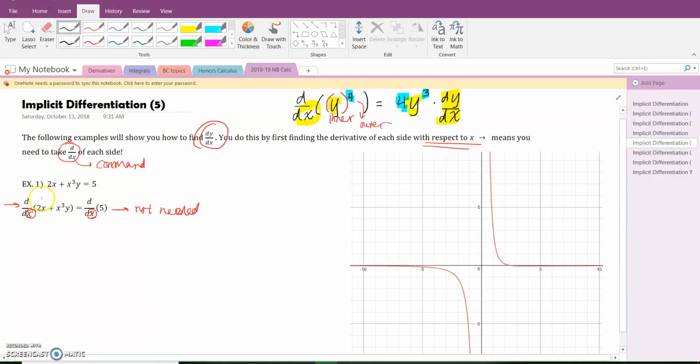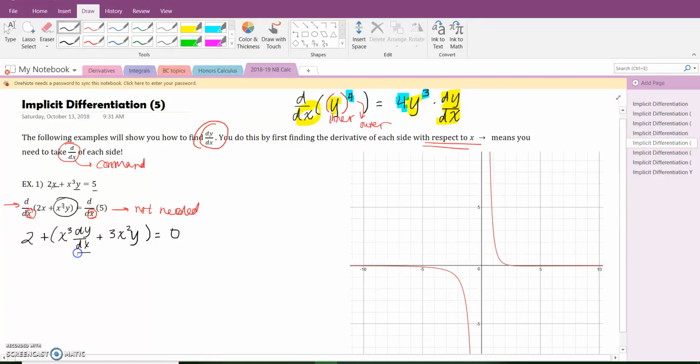So my first step would be to do the derivative of each term with respect to x. So derivative of 2x is 2. Plus, and check this out here, I have x cubed times y. So you should immediately be thinking product rule. So I'm going to do x cubed times derivative of y, which is dy dx, plus derivative of the second, 3x squared y. The derivative of a constant is 0.